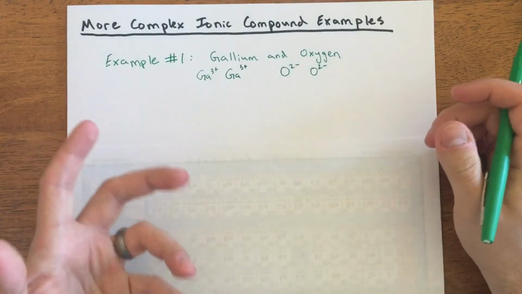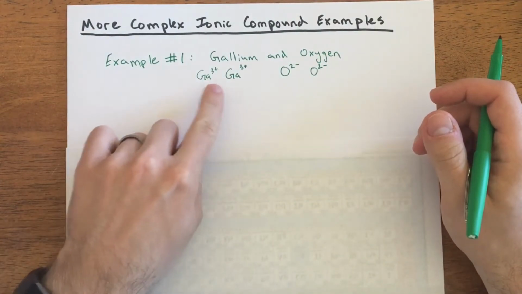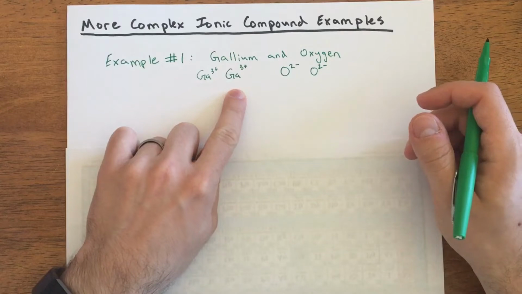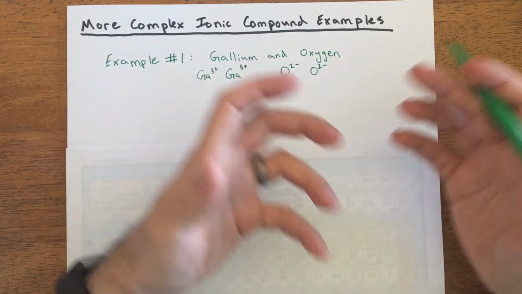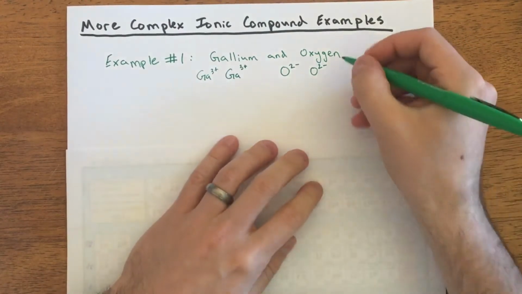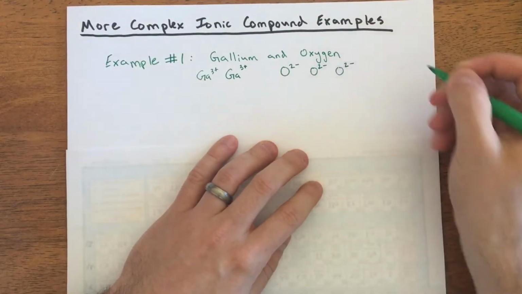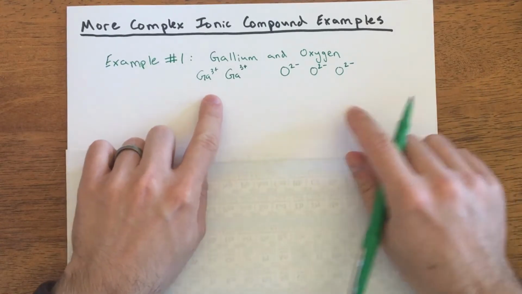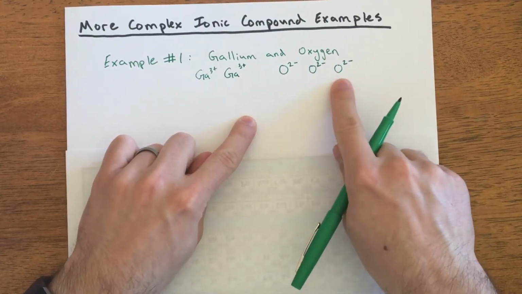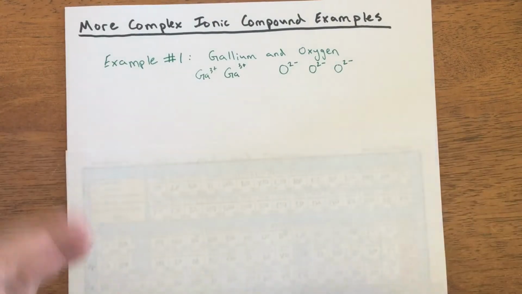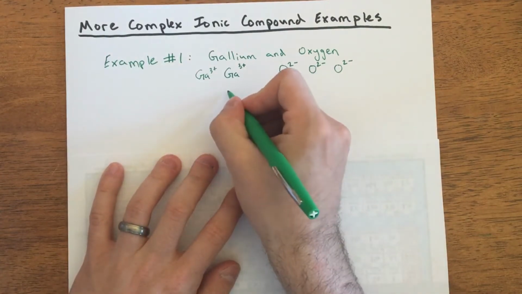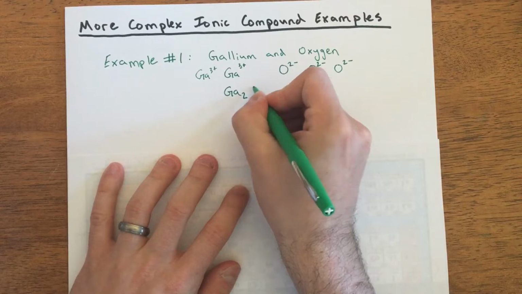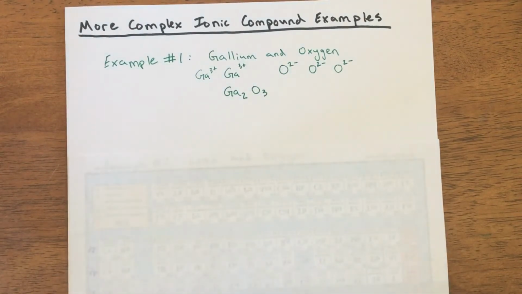So now I have 2 gallium ions. They have a total of +6 because there's 2 of them. My oxygens only have a total of -4, so I'm short 2 negative charges. Fortunately, if we add one more oxygen, now we have +6 from the gallium, and we have -2, -4, -6 from the oxygen. Now it cancels out. I can write my formula. So this time I don't just need one and a lot of another one. I need a combination of both. So we get gallium 2, oxygen 3, or Ga2O3.